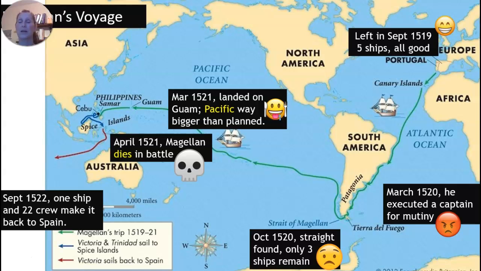Obviously, there are varying things. Some say 22, some say 18-ish. As history moves through time, obviously some things are slightly changed or not, hard to document exactly. So anyways, there were around 20 people who made it back to Spain.